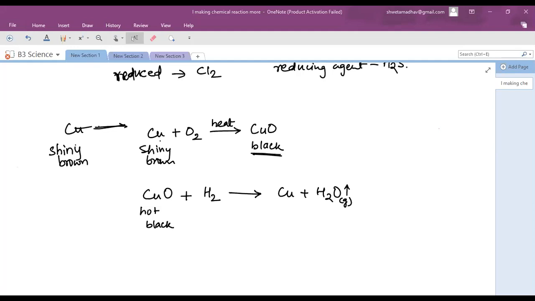Second reaction, H2O gas is water vapor. Yes, that is the water vapor produced. And what is hot black copper oxide? It should be hot, meaning it should be heated, and then hydrogen gas is passed. So it's hot and black. Ma'am, the upper layer, the black color changes to the original shiny brown color. Yes, shiny brown color.